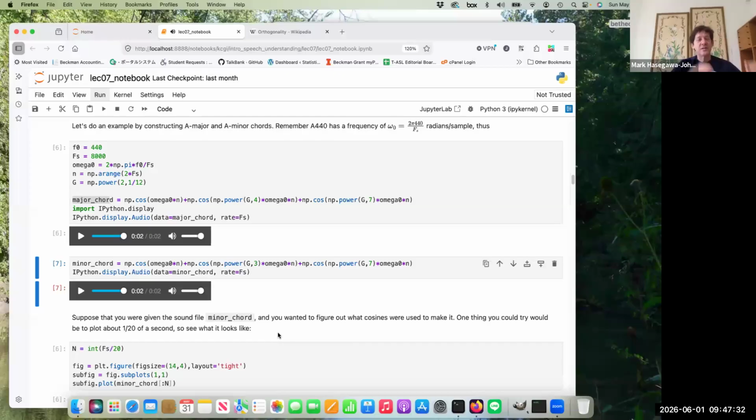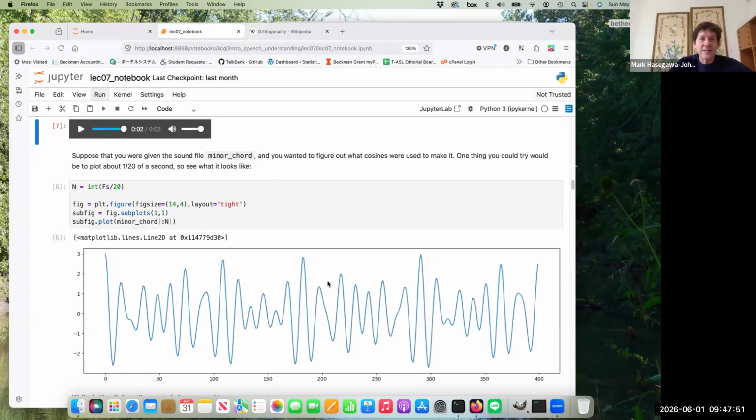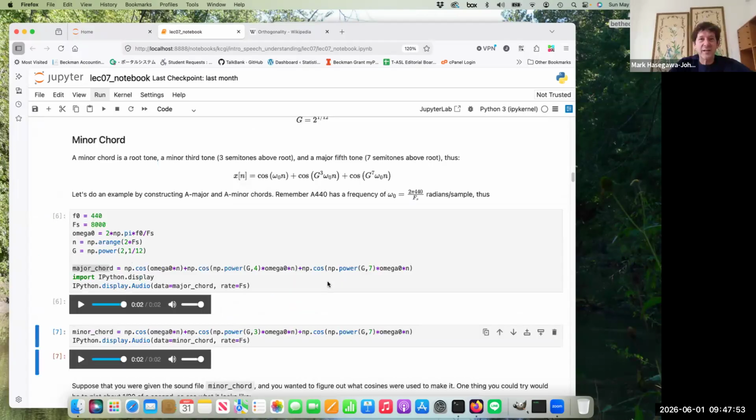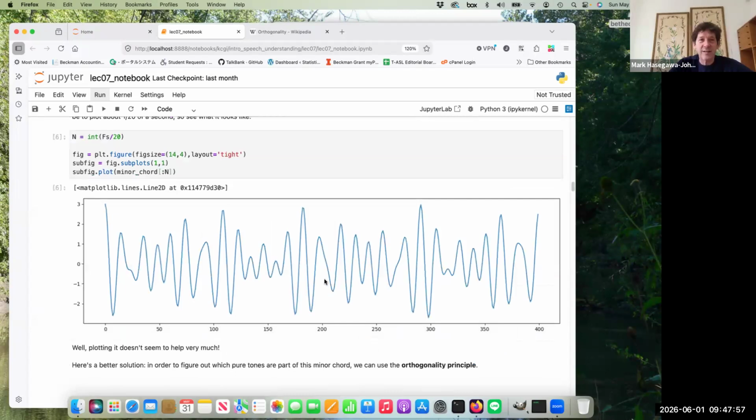Now the question is, if you're playing one of these chords, how can the computer tell which one is which? A human can listen to that and say, "Oh, that's a happy major chord." But how can the computer tell which one it is? The answer is we're going to take advantage of the orthogonality principle. We're going to multiply it by a set of cosines in order to tell what it sounds like.